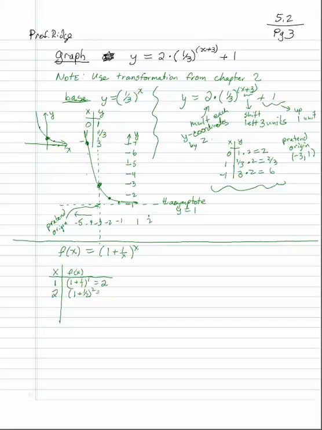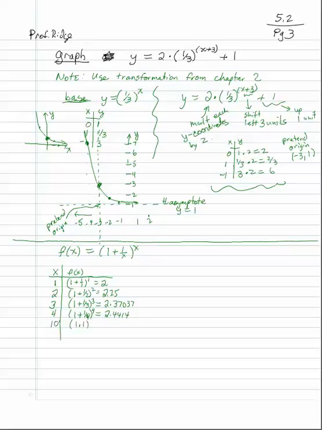So we get 1.5 squared, which is 2.25. For 3, (1 plus 1/3) cubed, which is 2.37037. For 4, we get 1 plus 1/4, which is 1.25. 1.25 to the 4th power is 2.4414.